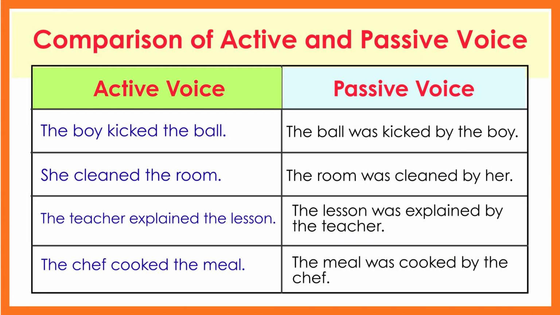Comparison of active and passive voice. Active voice: the boy kicked the ball. And the passive voice: the ball was kicked by the boy. Active voice: she cleaned the room. And the passive voice: the room was cleaned by her. Active voice: the teacher explained the lesson. And the passive voice: the lesson was explained by the teacher. Active voice: the chef cooked the meal. And the passive voice: the meal was cooked by the chef.